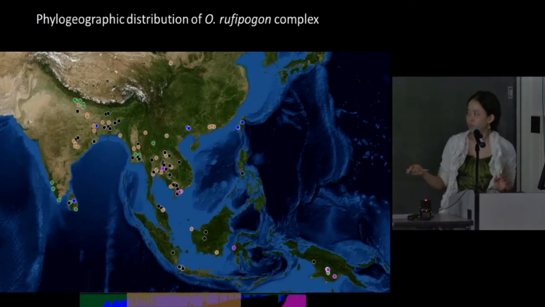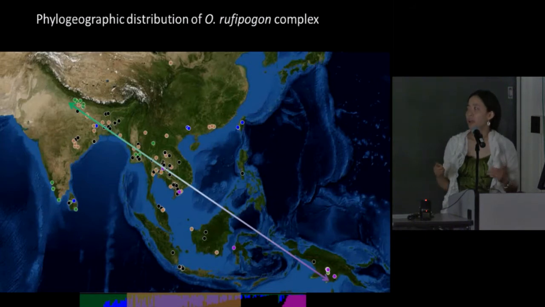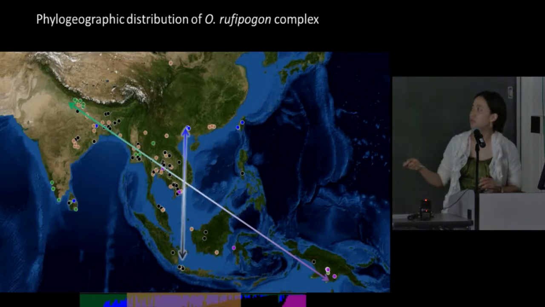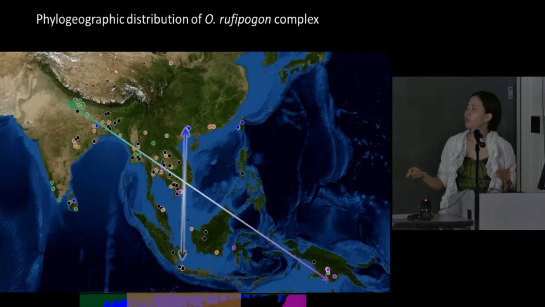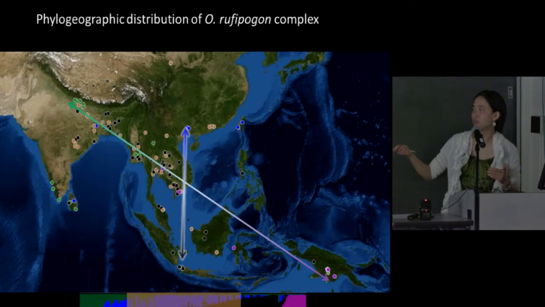We actually see an east-west differentiation between the green Indian and Nepal group and the Papua New Guinea group in the very eastern end of the range, and also a north-south differentiation between this blue cluster, which is mostly in Taiwan and in China, and then the predominantly black subpopulation, which is mainly below the range or the line of the blue.